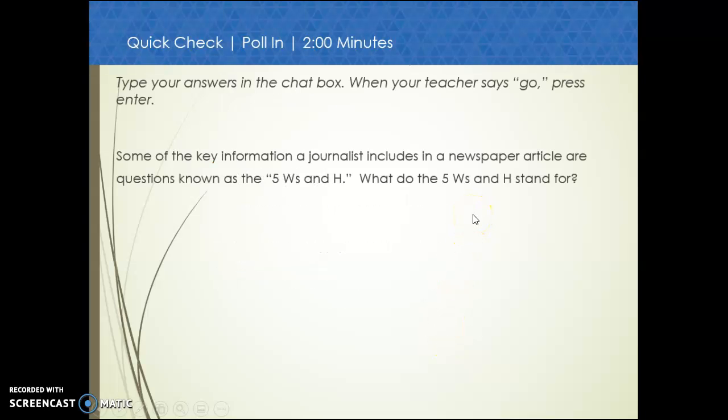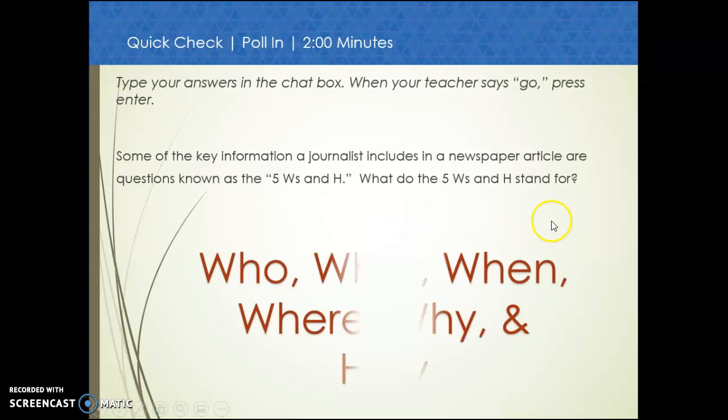So just a quick check. Some of the key information a journalist includes in a newspaper article are questions known as the 5 W's and an H. What do the 5 W's and an H stand for? The who, what, when, where, why, and how.